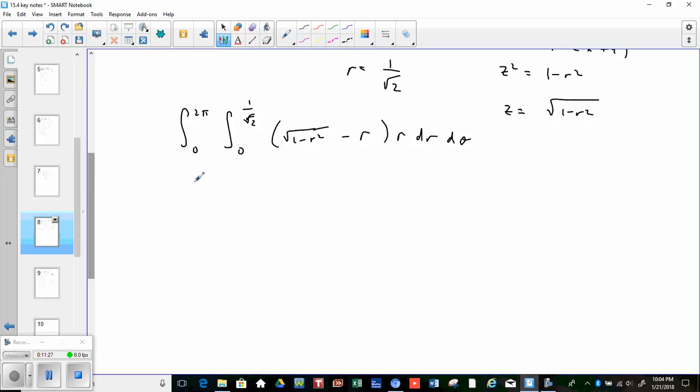There we go. Okay, everything's constant. We can go ahead and put the d theta out front. That part won't be too hard if it ever shows up. There we go. Times the integral from 0 to 1 over root 2.